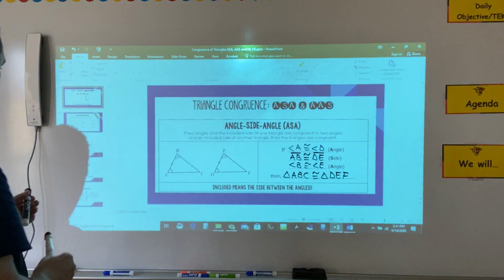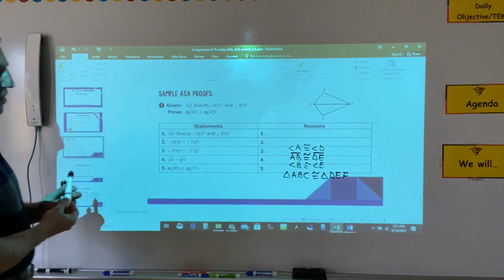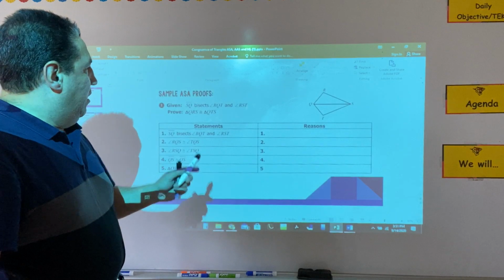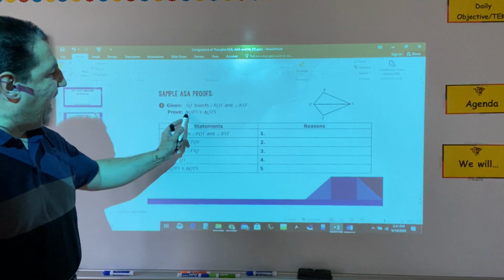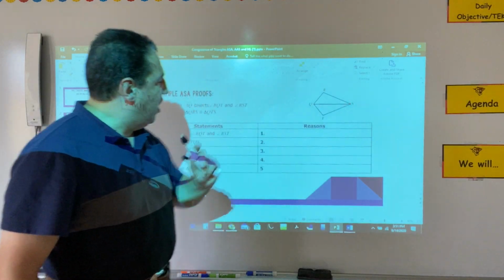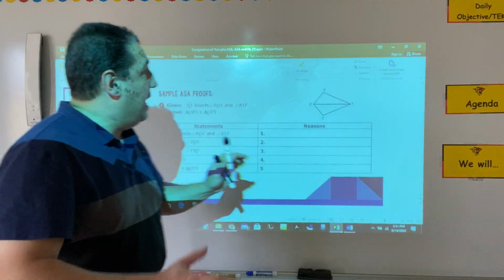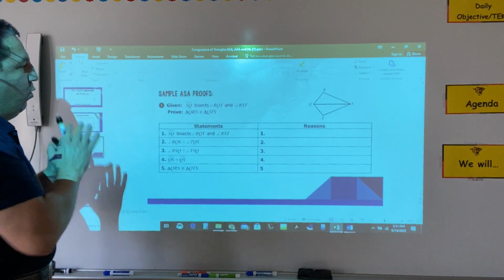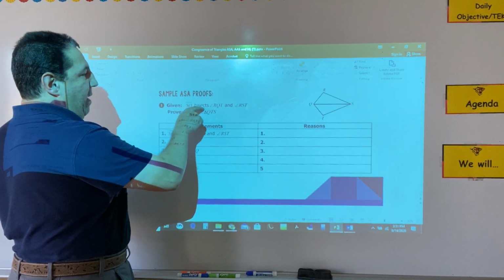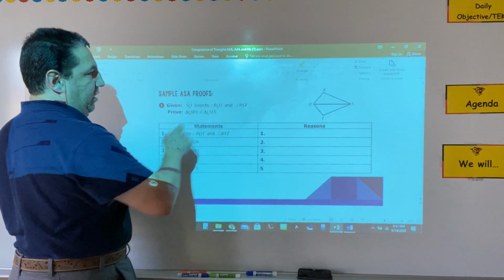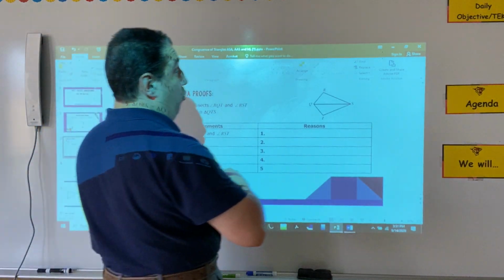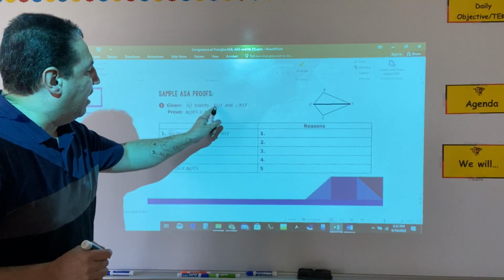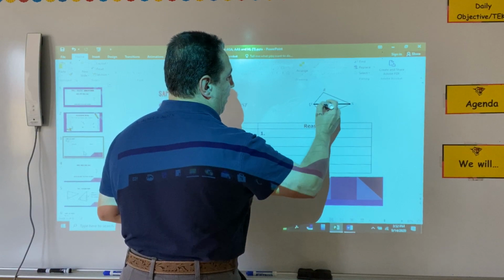Now let's have an application with this case. For example, in this example, we have to prove triangle QRS congruent triangle QTS based on this case, ASA. Now, what is given? It is given that SQ bisects angle RQT. So, QS bisects angle RQT.